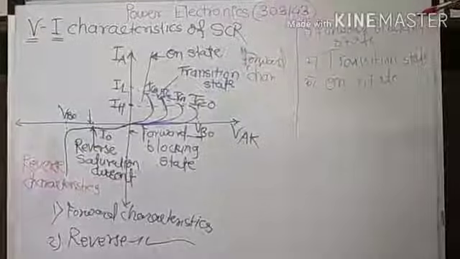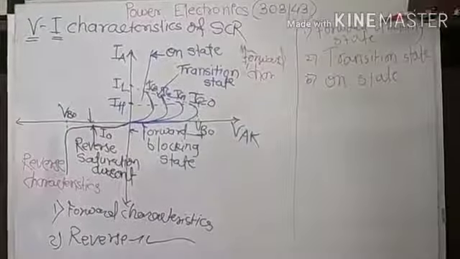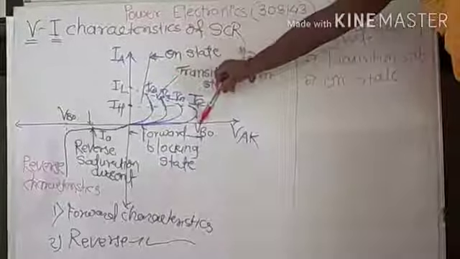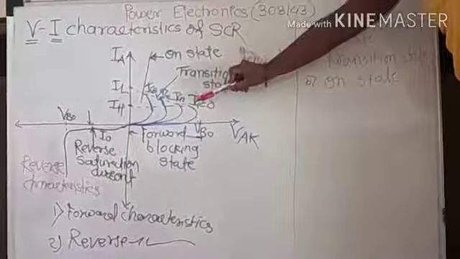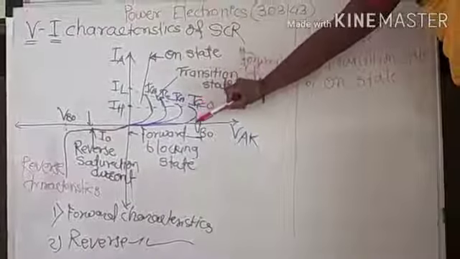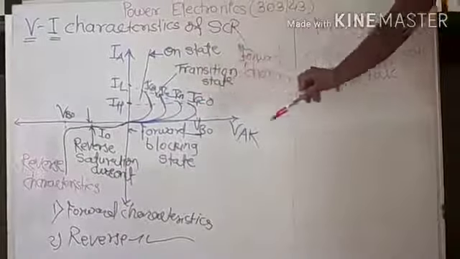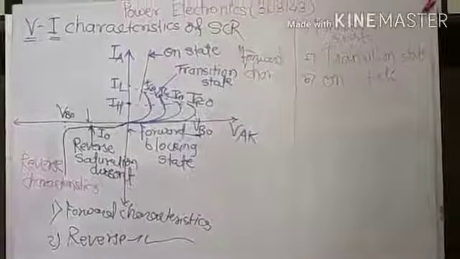This is high voltage, low current state. See here, voltage is from this to this. Voltage is very high, but current flowing through this is very small. Very small amount of current flows through this. This is the forward blocking state.